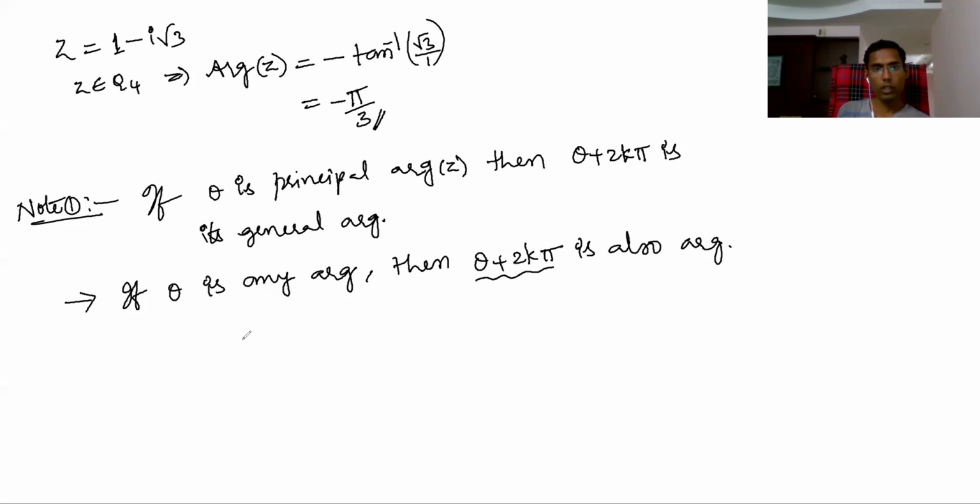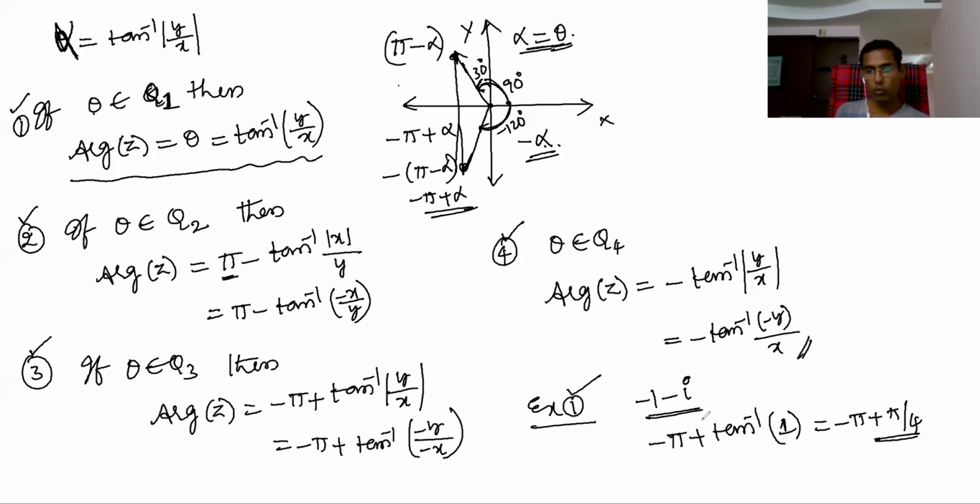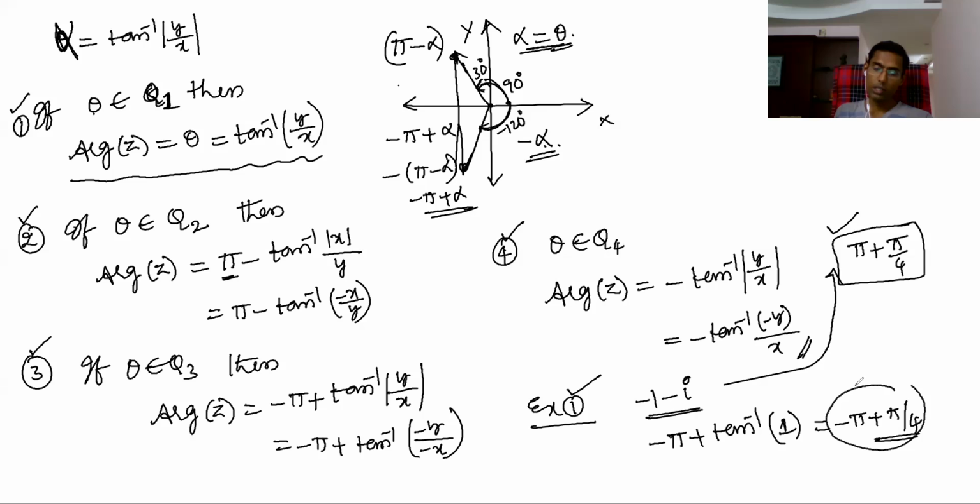Generally, in the third quadrant, for example, here in example 1 we have discussed, what do we take in the third quadrant? In the third quadrant, we take pi plus theta, here pi plus tan inverse 1. That is pi plus pi by 4 we can take. This is in the third quadrant actually. Pi plus pi by 4 is in the third quadrant. This also third quadrant, this also third quadrant. Please understand.